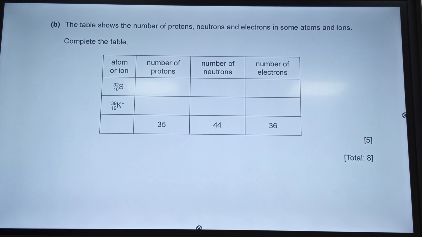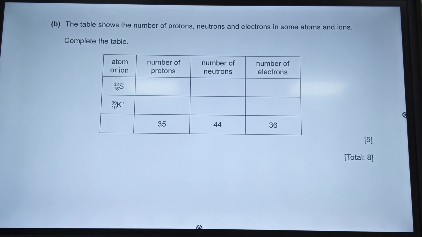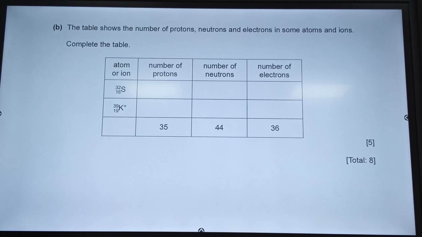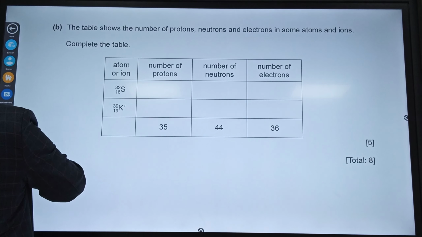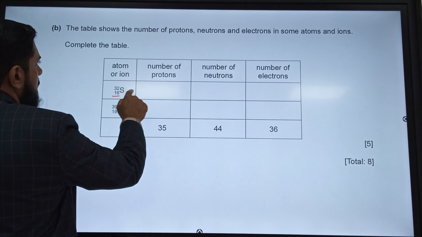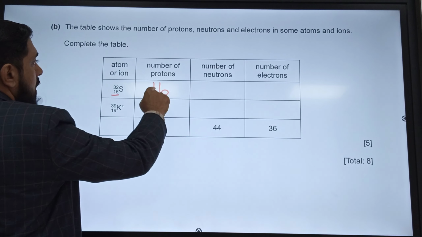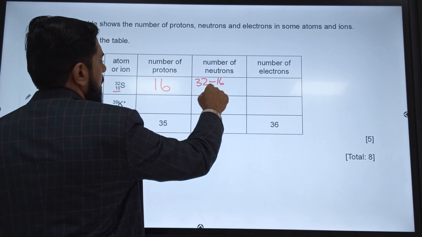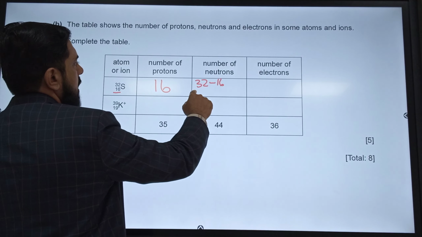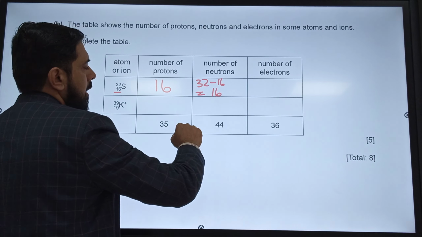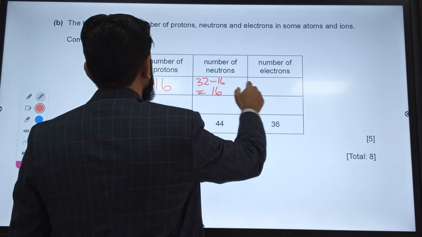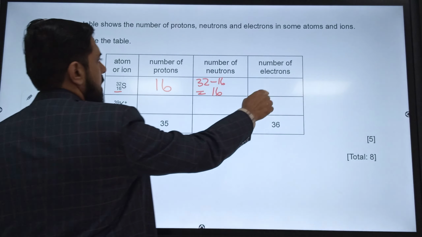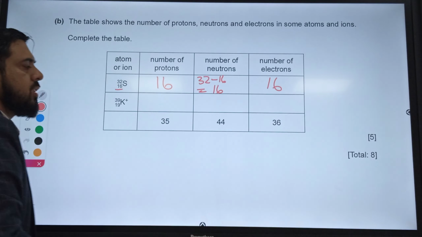Next part. The table shows the number of protons, neutrons, and electrons in some atoms and ions. Complete the table. The first one is sulfur. Remember, the atomic number is always the number of protons. The neutrons can be obtained by subtracting the proton number, or atomic number, from the nucleon number. In this case, we got 16 again. Electrons and protons are always equal in a neutral atom. Sulfur is a neutral atom here, so the protons and electrons are also 16.